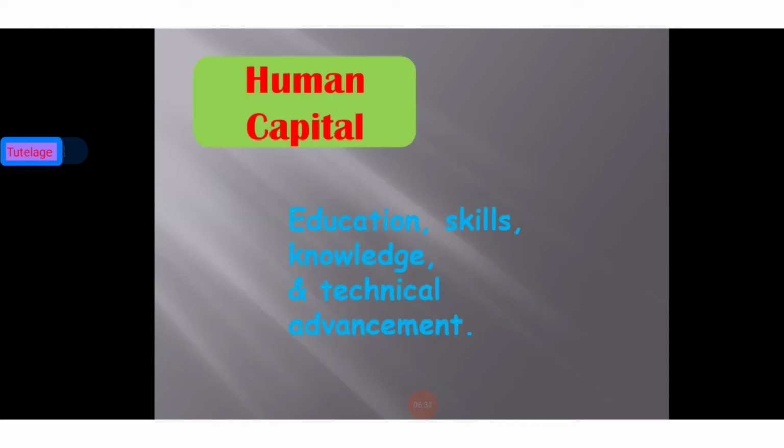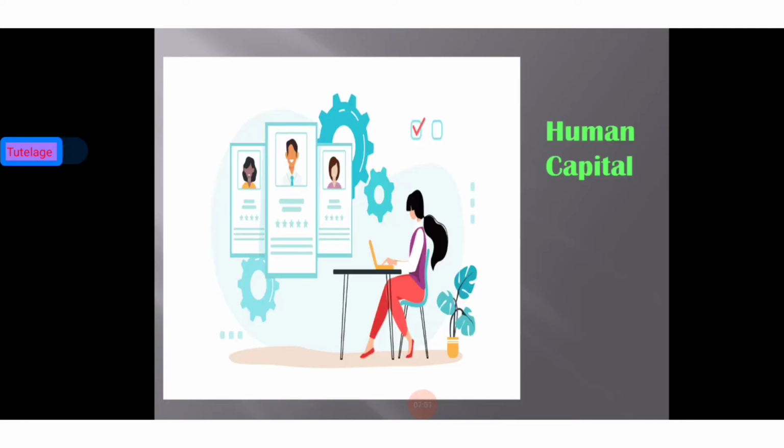So now move on to the next. Here this is the human capital. Human capital implies education, skills, knowledge, and technical advancement. Overall capital assets are the sum total of these three assets: natural capital, physical capital, and human capital. Therefore sustainable development requires that the stock of these overall capital assets remain constant or rise over time, and this is the pictorial example of human capital.